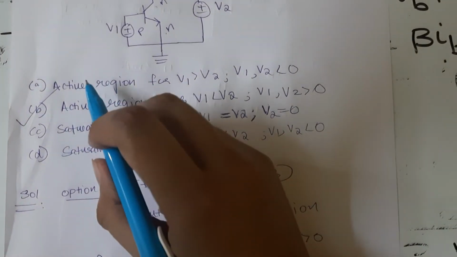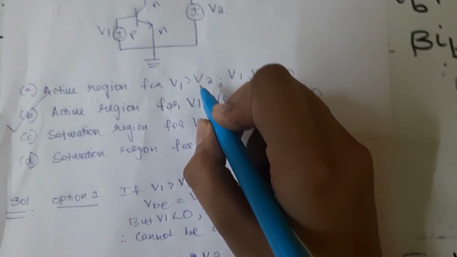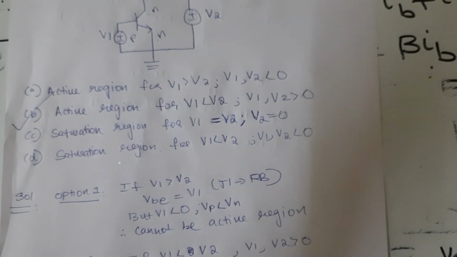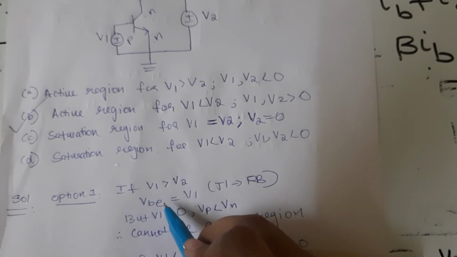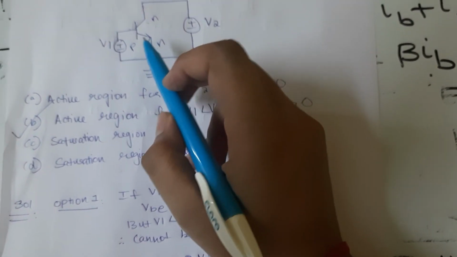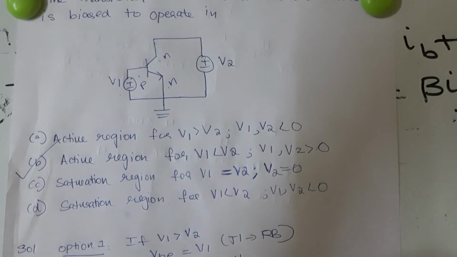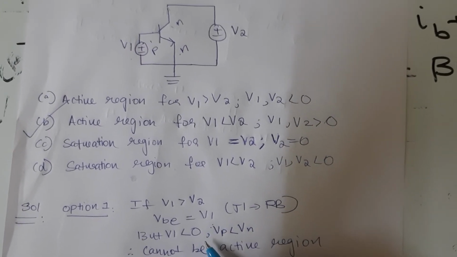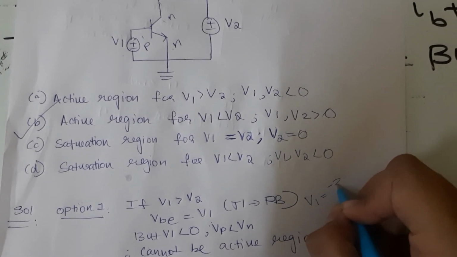So let's see. Option 1 they have given is, it is an active region for V1 greater than V2, but both V1 and V2 are less than 0. So if V1 is greater than V2, VB will be V1 because emitter is grounded, 0. So VB is nothing but V1. But they have given V1 is less than 0. So let's say V1 is minus 3.